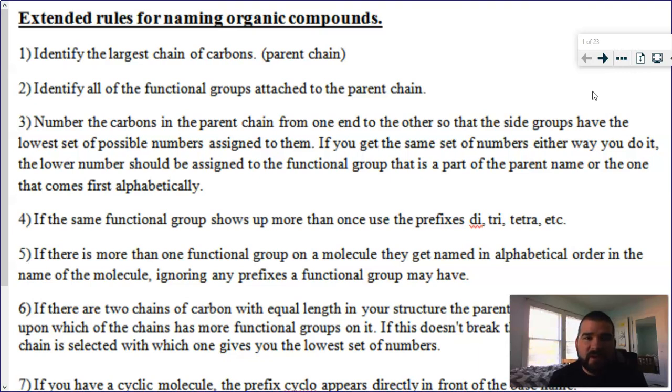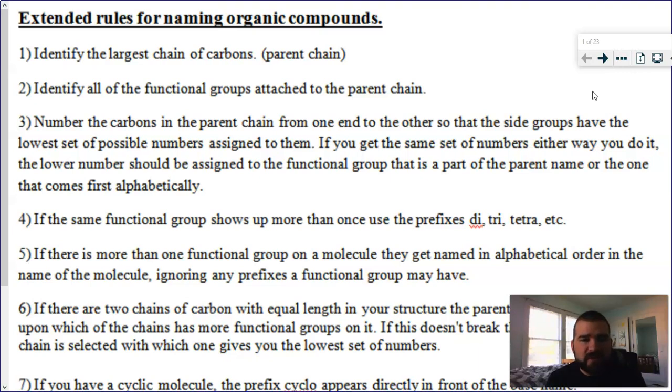First things first, we need to identify what's called the parent chain. The parent chain is just the longest consecutive chain of carbons. When we're looking at our molecules, most of the time it's very obvious. But later in this sheet, with the different shapes that we're making, it can be very tough to identify, and we'll be numbering our carbon chains as we go along.